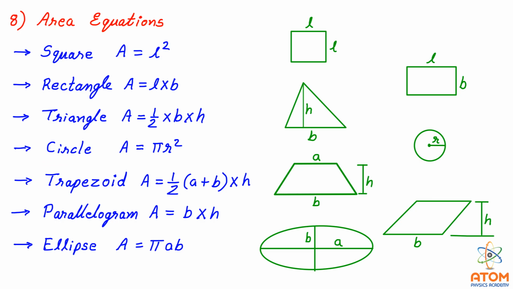For circle, here is a circle of radius R. So the area of circle is A is equal to pi R square. For trapezoid, area is 1 by 2 A plus B into H. Here is a trapezoid. You can see these two sides are parallel. That is known as trapezoid. And this side is A, this side is B, and the distance between these two parallel sides is H. So the area becomes 1 by 2 A plus B into H.